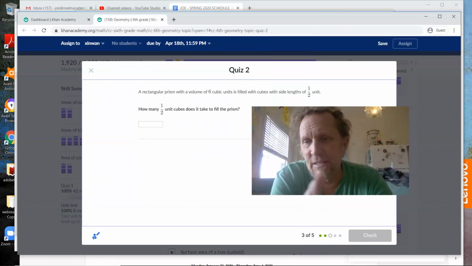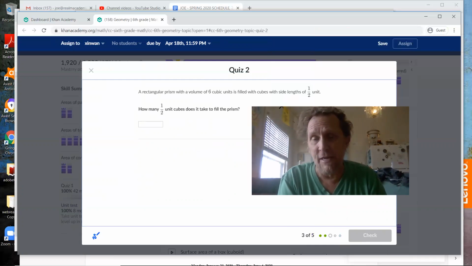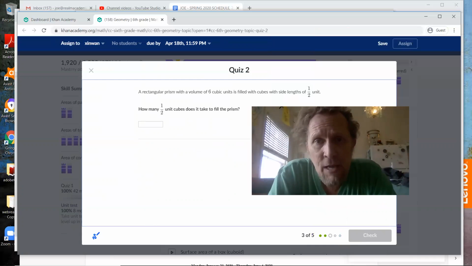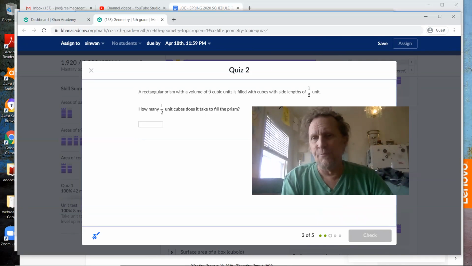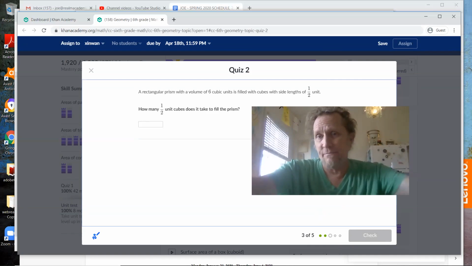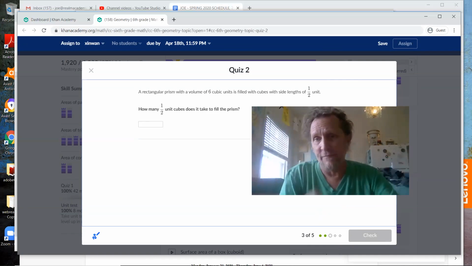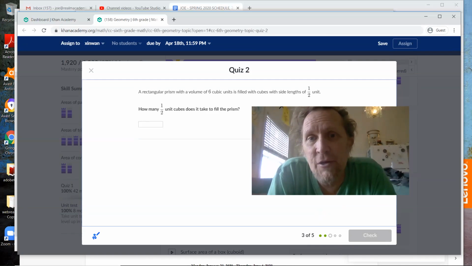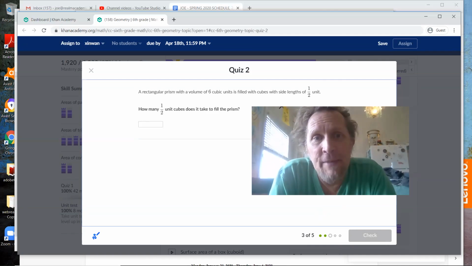A rectangular prism just means like that aquarium that we just had a minute ago. It's just a box, right? It's a rectangular, three-dimensional shape. It's a rectangle base and then right angles leading up. That's what the prism part of it is. Let's see, with a volume of 6 cubic units, it's filled with cubes with side lengths of 1/2 unit. How many 1/2 unit cubes does it take to fill the prism?